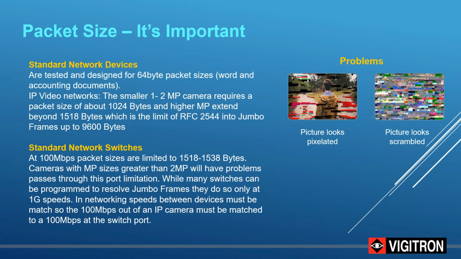So what's the problem? What do we see when that occurs? Well, that really depends on the size of the packet that's entering the port of the switch. The larger the packet size, the more the distortion. In this slide, we see that basically the problem is pixelization. The higher the packet size, the more the pixelization problem occurs.